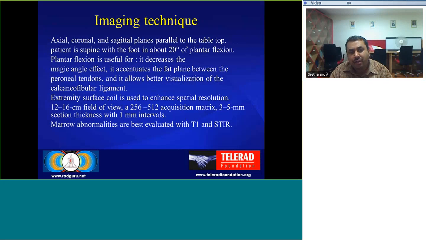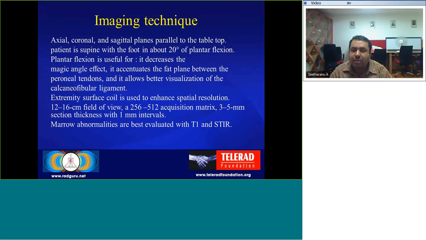So coming to the imaging technique, all three planes, that is axial, coronal, and sagittal planes, are used parallel to the tabletop. The patient is usually positioned supine with the foot in about 20-degree plantar flexion. The plantar flexion is mainly useful for decreasing the magic angle effect, which we'll discuss a little bit later. It also improves the fat planes between the tendons, and hence allows better visualization of the peroneal tendon and the calcaneofibular ligament, which are located adjacent to each other.